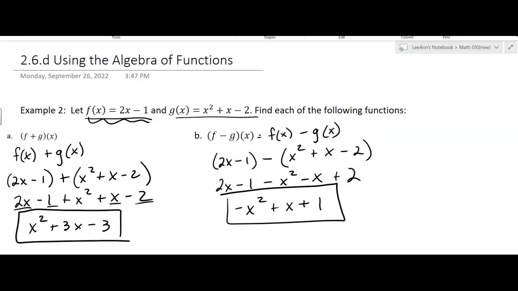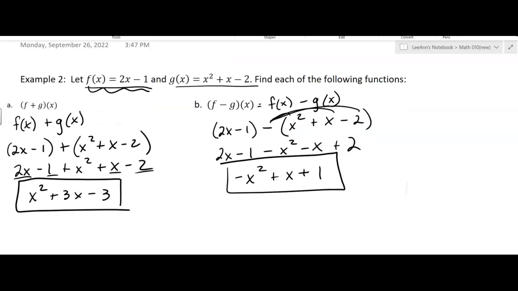And there we go. We combined like terms. We distributed the minus sign. And then we combined like terms, and that's what we get.